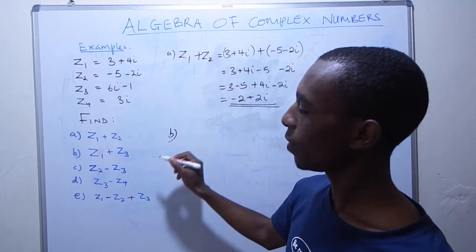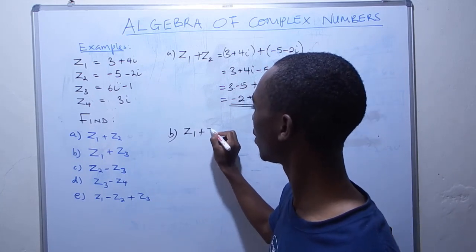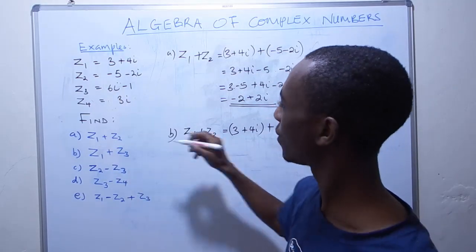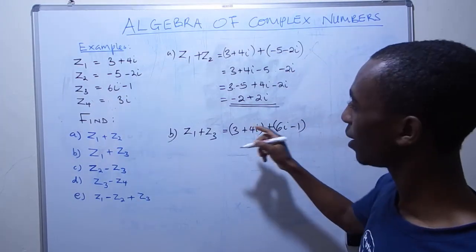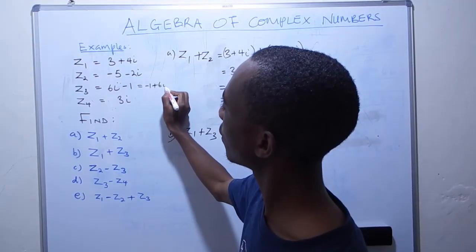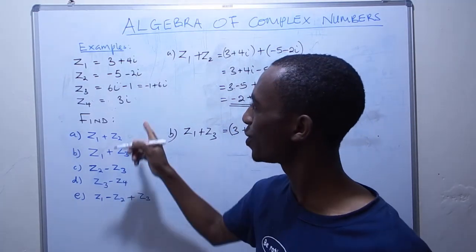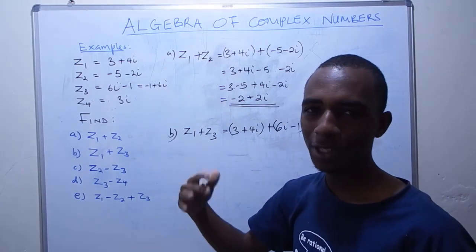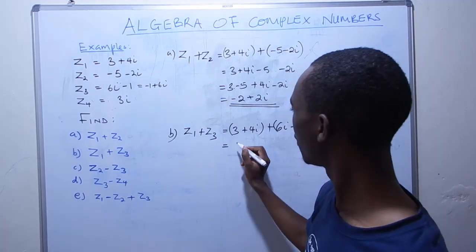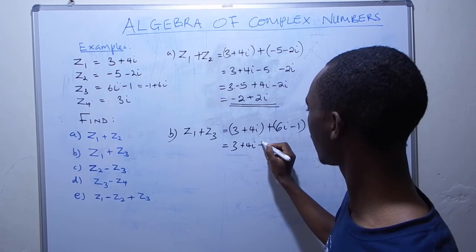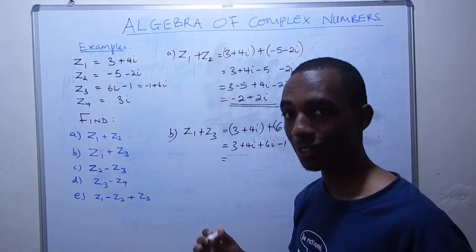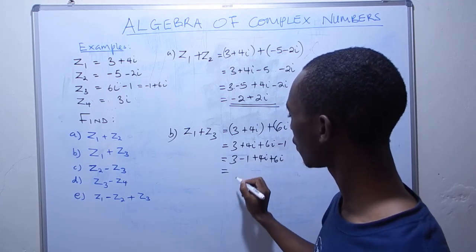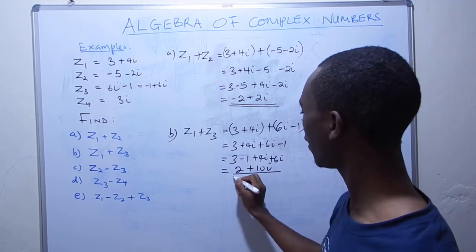Let's do the second. For the second one, we have Z1 plus Z3. Let's see what that is. So Z1 is 3 plus 4i plus Z3. Z3 is 6i minus 1. By the way, I could equally write this as negative 1 plus 6i, because that's the preferred way of writing complex numbers. We always begin with the real part and then the imaginary part, so be sure to catch that. But in this case, the order of writing the real and imaginary doesn't matter so much at this point. Okay, so we have 3 plus 4i, and then plus 6i minus 1. So let's collect like terms together. We have 3 minus 1 plus 4i plus 6i, and that's going to be 2 plus 10i.